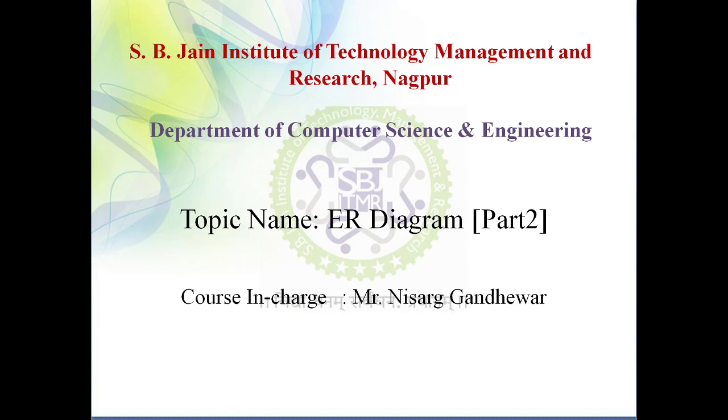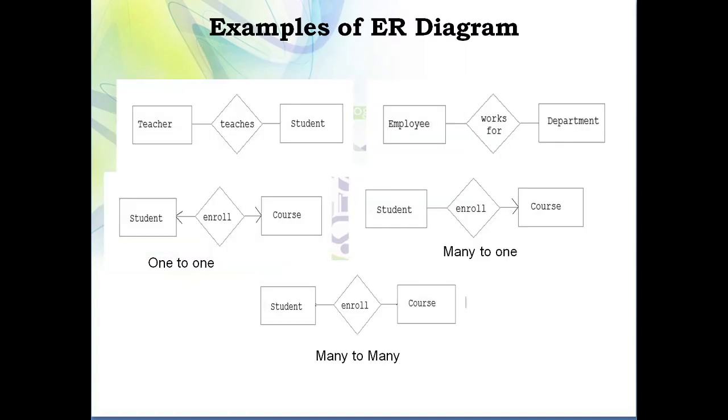In the previous lecture we discussed the basics of ER diagram, which includes what an ER diagram is, why we need to develop an ER diagram before implementing a database, and what the components of the ER diagram are, such as entity, relationship and attributes. Then we discussed various types of attributes and various types of relationship. So this is all about the basics of an ER diagram. Now in today's lecture we are going to discuss various examples of an ER diagram.